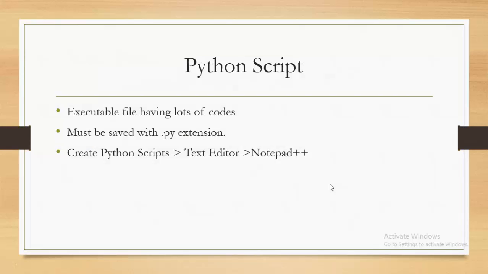When we say a Python script, it is an executable file which has Python codes in a sequential order. It is considered as a program during execution. So it is a file, it has the .py extension, it contains Python codes that you run. Now what do you use to run this Python script? We use the Python interpreter to run the Python script.